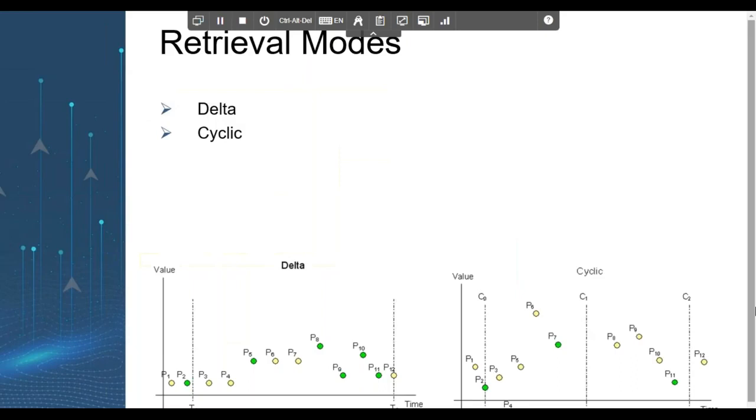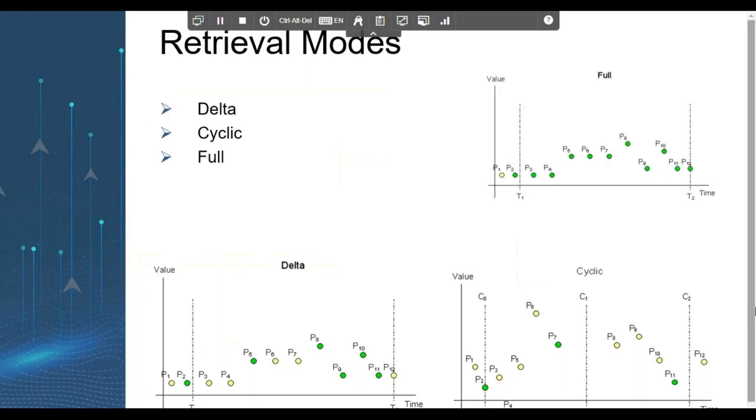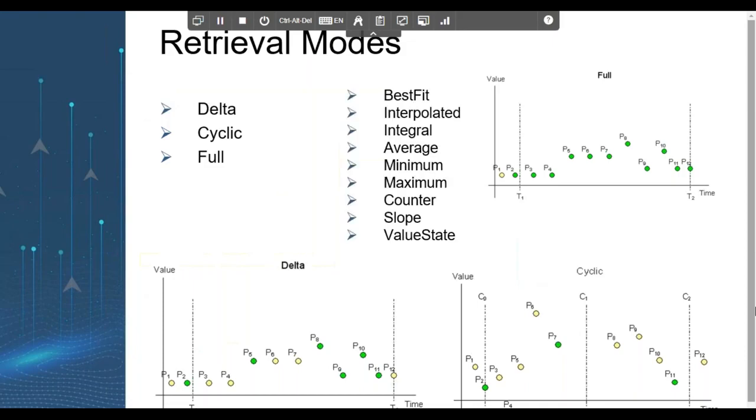Let's discuss cyclic now. In cyclic retrieval mode, the data is retrieved every cycle or every period. Finally, in full retrieval mode, all stored data points are returned regardless of data changed. You can also find other types of retrieval modes, such as best fit, interpolated, integral, average, minimum, maximum, counter, slope, and value change.